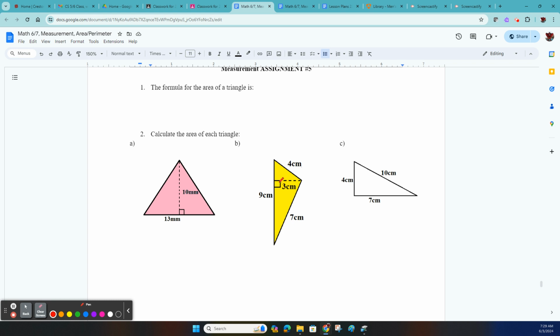So where's my right angle? I see a little square here. 3 must be my height. 9 must be my base. There it is. How about this guy? Do you see a right angle? This isn't. This isn't. This is.